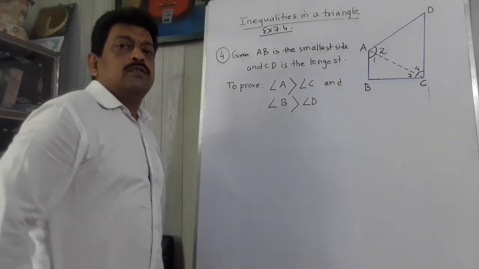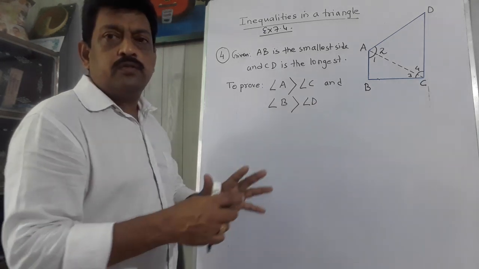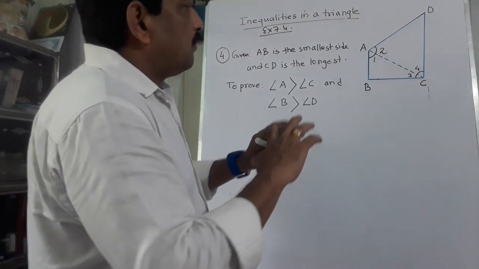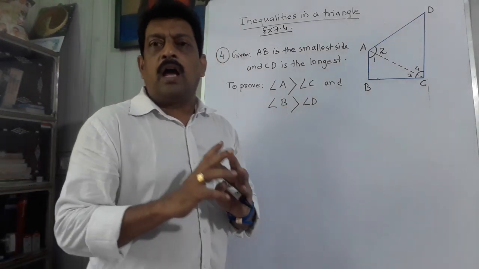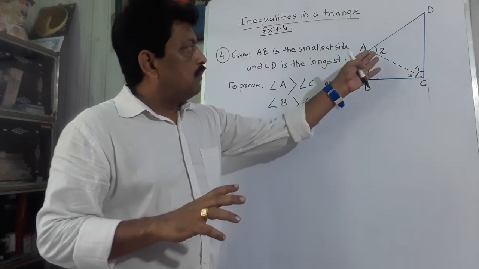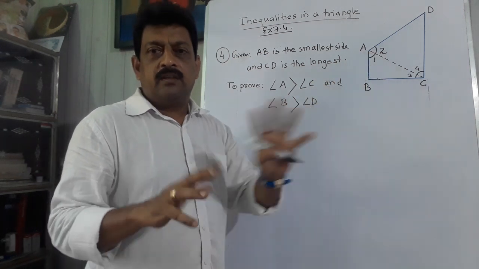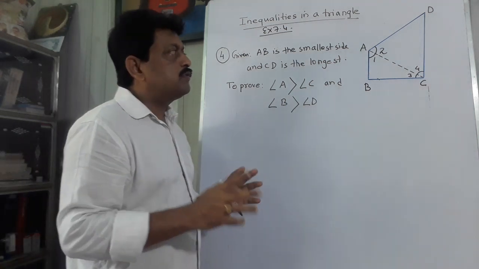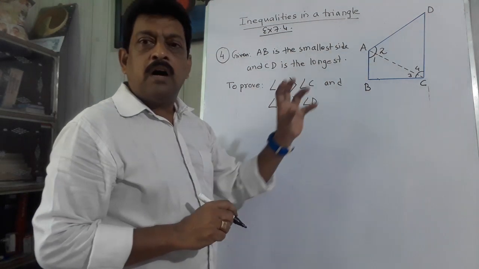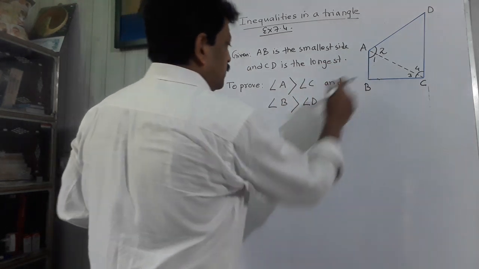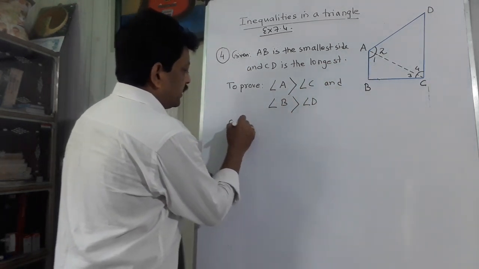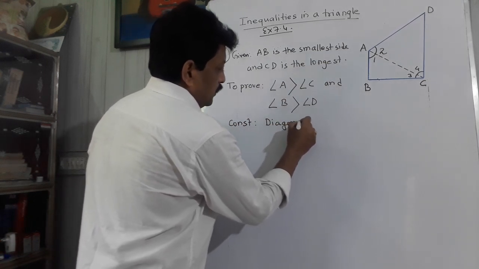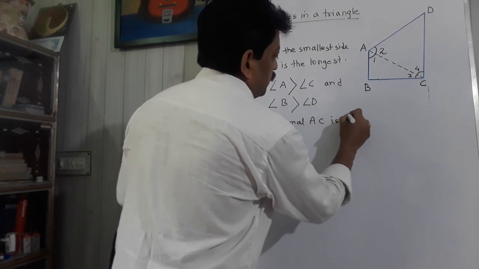By marking these angles with numbers, it becomes easier to write. Otherwise we have to write the names of so many angles, and you will get puzzled. So instead of writing the names of the angles, we mark the angles with numbers. Now see this triangle. First write down the construction: diagonal AC is drawn.